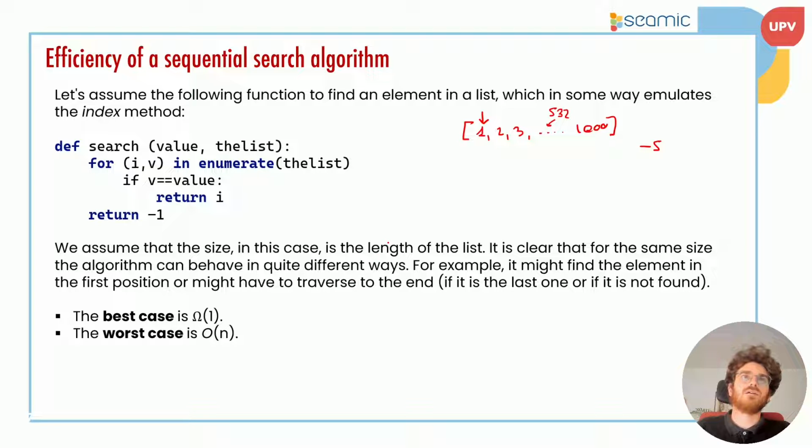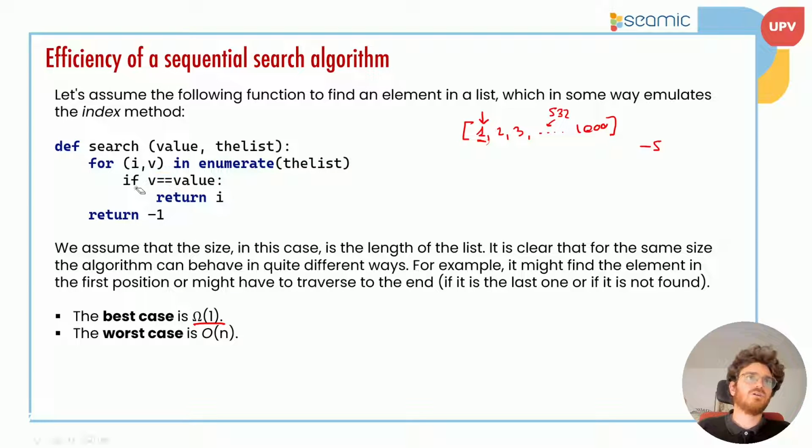So for the best case, we can see that if we started here with the first value and we were searching for the first value in the list, we would execute this, and then we would execute the for loop, perform this comparison, and finally return. Thus, we have executed only one instruction.